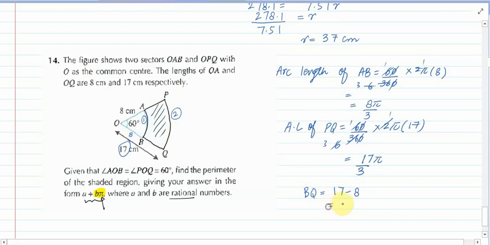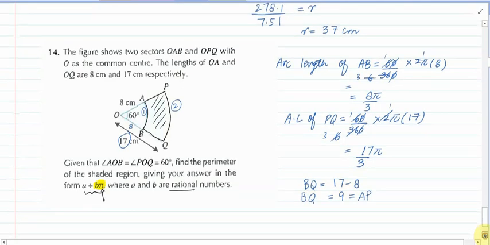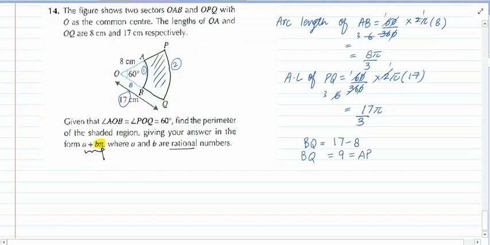So the value of BQ is 9, that means the value of AP is also 9. For the perimeter, now what you need to do is add all the values. So this 9, the value of AB and PQ. So 9 plus 9 plus the value of AB, which is 8 pi divided by 3, plus the value of PQ, which is 17 pi divided by 3. So 9 plus 9 is 18 and 8 plus 17 will be 25 pi divided by 3, right?